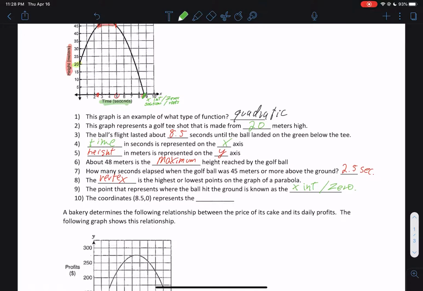The coordinate (8.5, 0) represents the, okay, so 8.5 is x and that is y. That is talking about precisely where it touches the ground. The coordinate (8.5, 0) represents the moment when the ball hits the ground. Basically, that is all for that graph. Let's see the next sample.